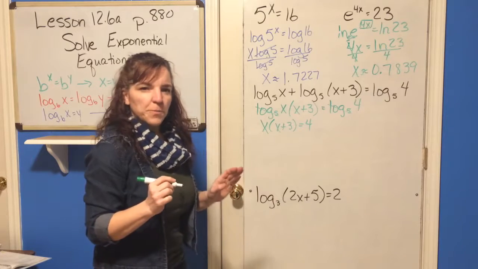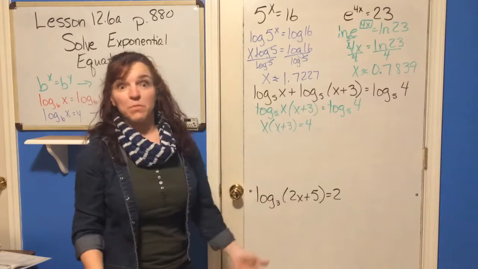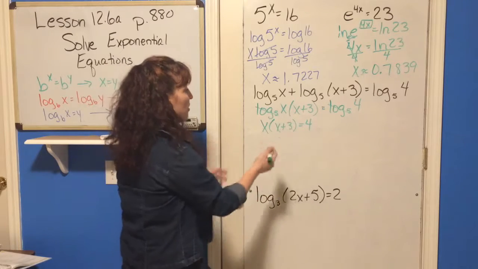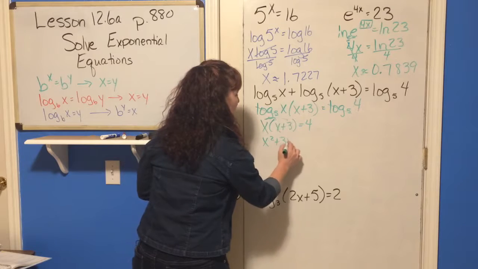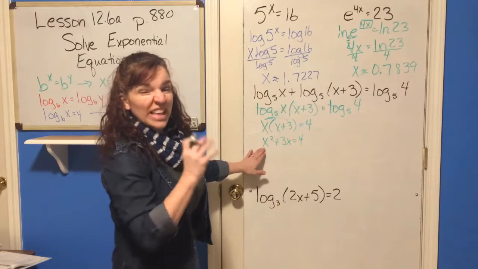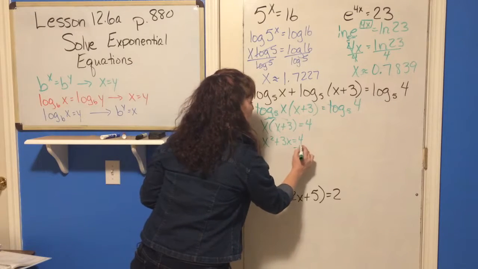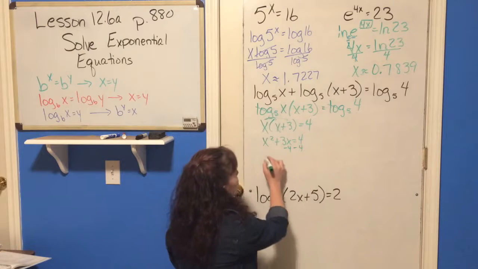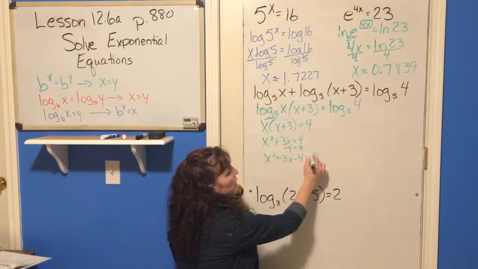You see how that worked? So x times x plus 3 equals 4. Now that's a simple problem to solve. Simply distribute through, so x squared plus 3x equals 4. And now because we have a squared term, we're going to want to factor it, so get it equal to 0. Subtract 4 from both sides. So x squared plus 3x minus 4 equals 0.